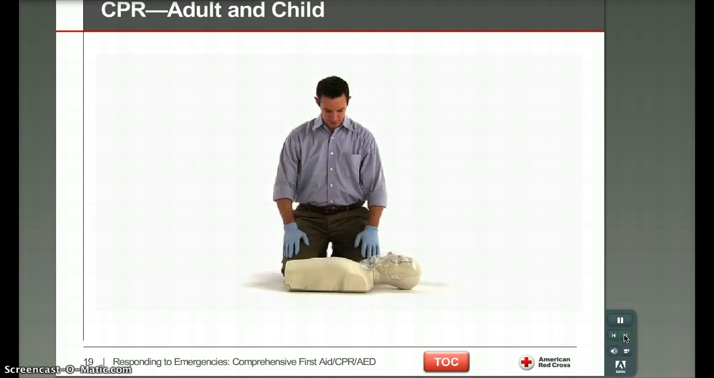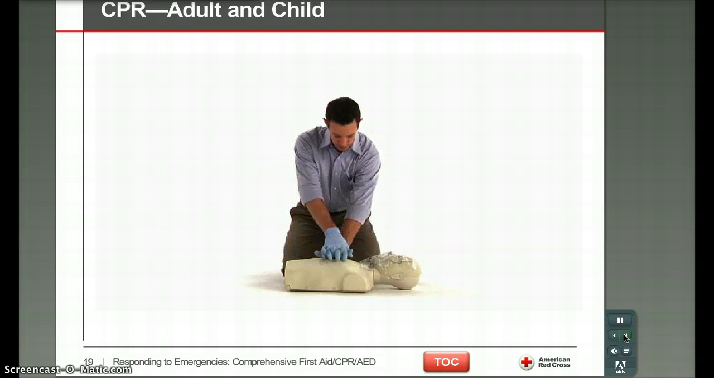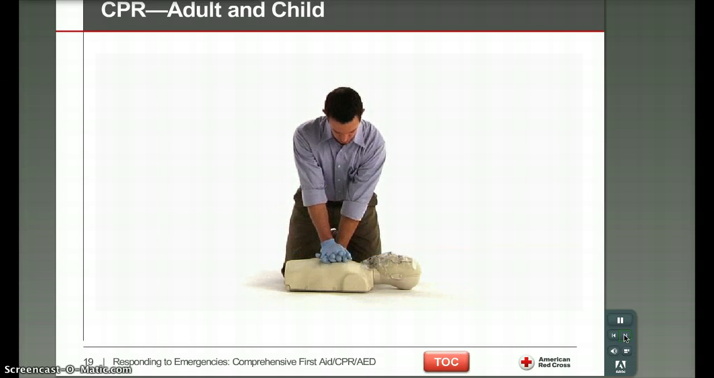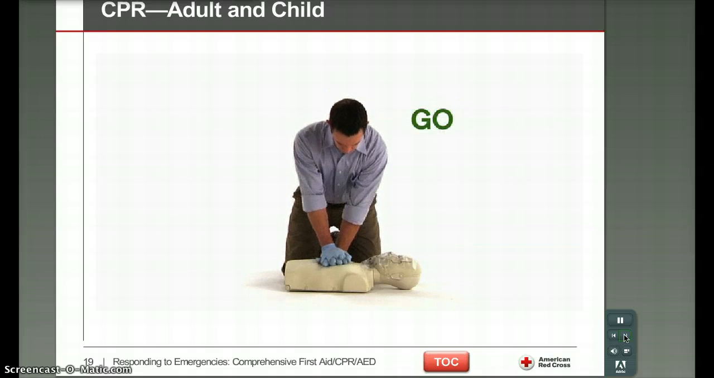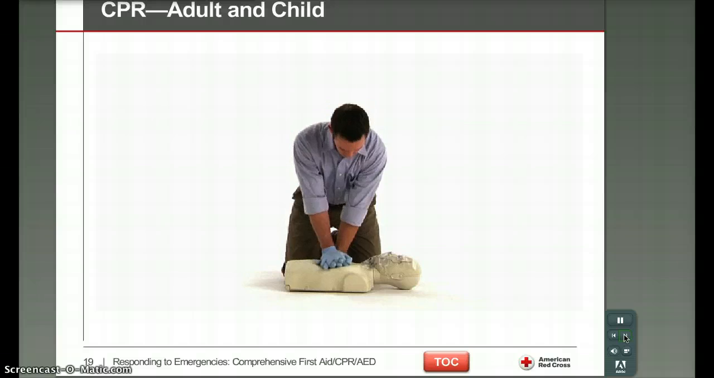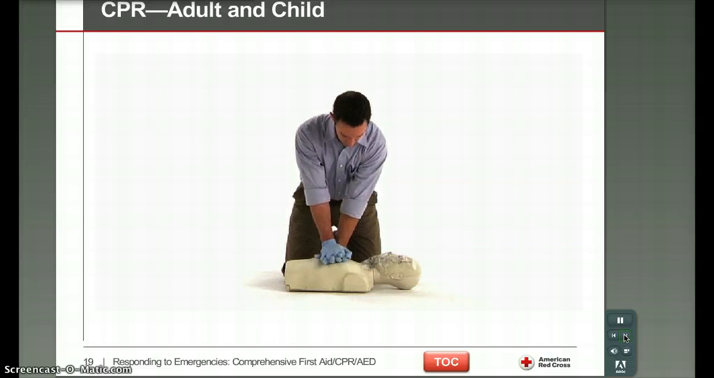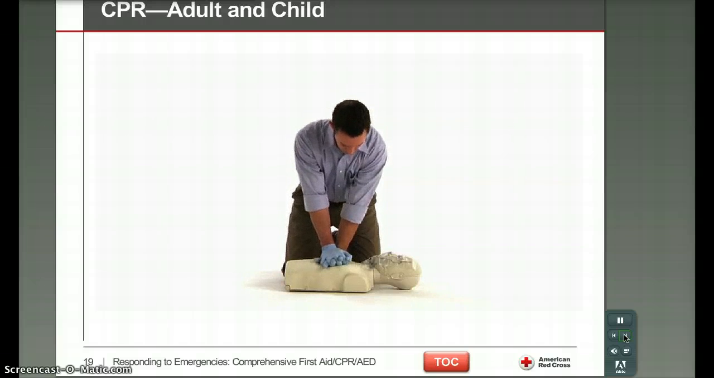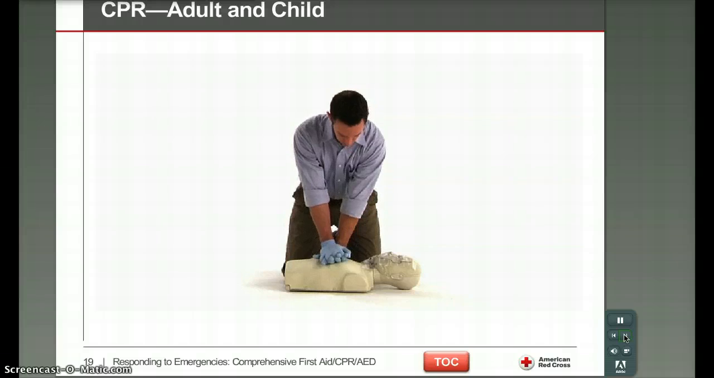Now, practice doing cycles of 30 chest compressions, followed by 2 rescue breaths. Get into position. Place your hands on the center of the chest, fingers laced and up. Ready? Go. 1 and 2 and 3 and 4 and 5 and 6 and 7 and 8 and 9 and 10 and 11 and 12, up to 30.